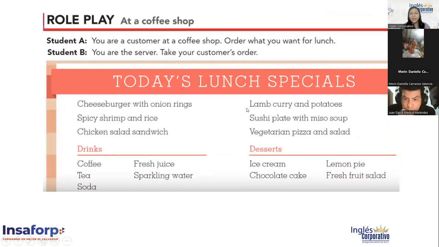Moving on. We have a role play. It's at a coffee shop. So you're going to role play that you're a customer at a coffee shop and you have to order what you want for lunch. The student is the server, and you're going to take your classmates' order. We have here some lunch specials, but you can change and you can make others, right? We have here cheeseburger and onion rings, spicy cream and rice, chicken salad sandwich. We have some drinks, lamb curry and potatoes, sushi plate with miso soup, vegetarian pizza and salad. And some desserts. This is like the menu, right?